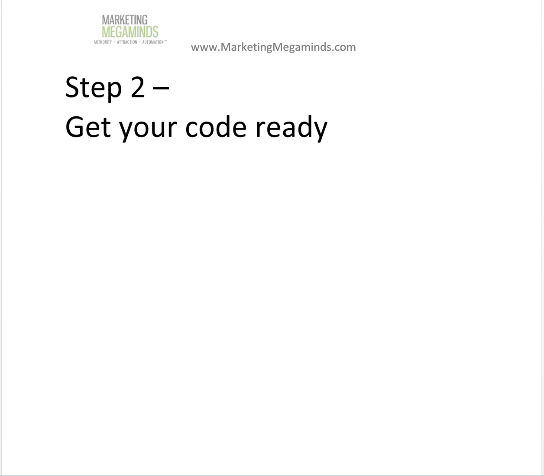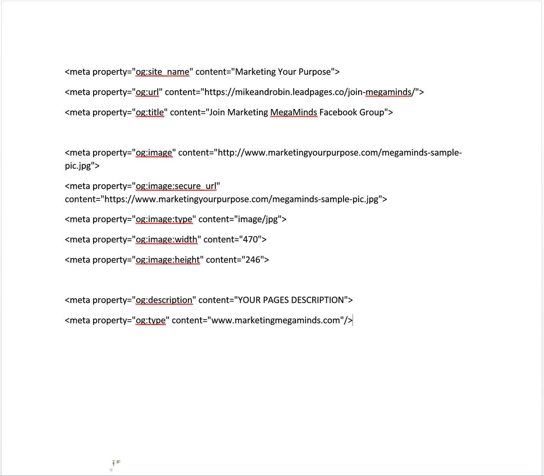So now that you've got your image, the next thing that you're going to want to do is get your code ready. And I'm going to go ahead and show you how to utilize the Facebook Open Graph code. We're going to look at that code right here. This is basically the code that tells Facebook what to display, what to say, what you want the descriptions to be, all of the meta content.